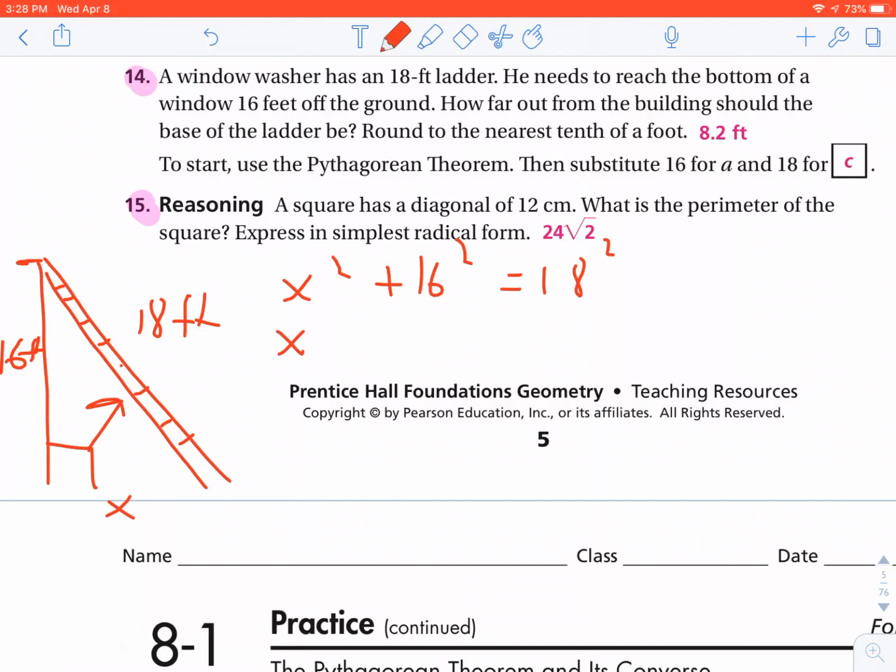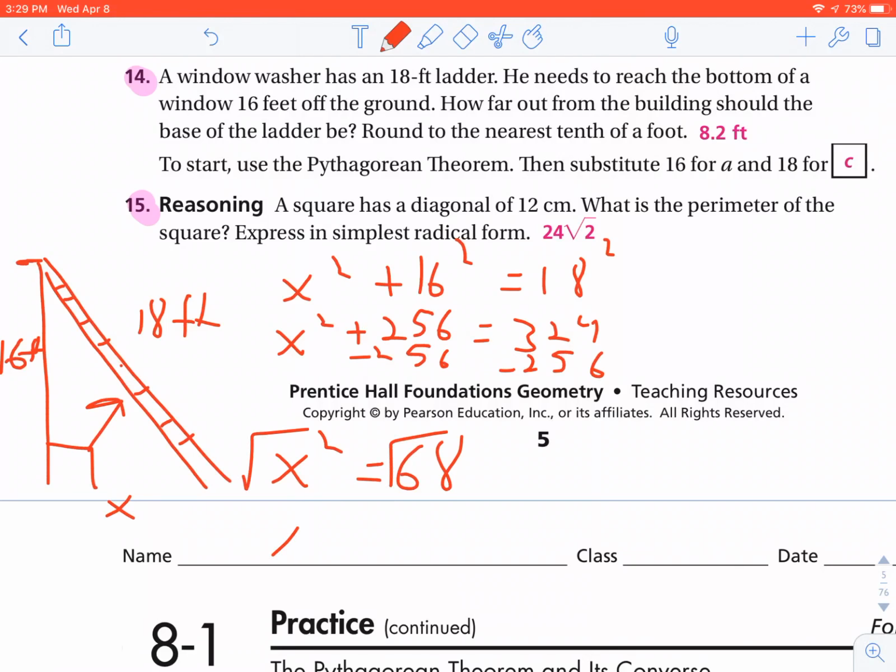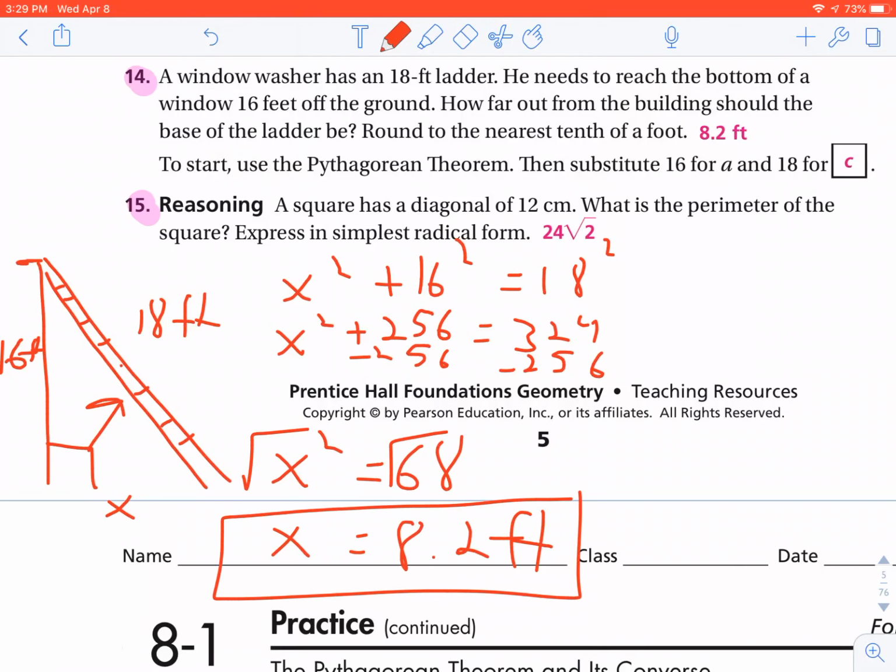When I crunch some of these numbers here, x squared plus 256 is equal to 324. And then I'm going to minus my 256 from both sides, and that will give me x squared equals 68. Square root both sides, and x comes out to be about 8.2 feet after you get done with all the rounding and everything you need to take care of. All right, so there's 14.